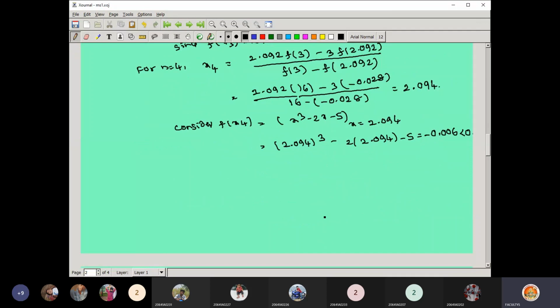So I am directly writing here. Since we have done 5 times, repeating the same process, the approximate root is given by, so you take the average of all the 5 roots. Whatever we have found out, average all of them.